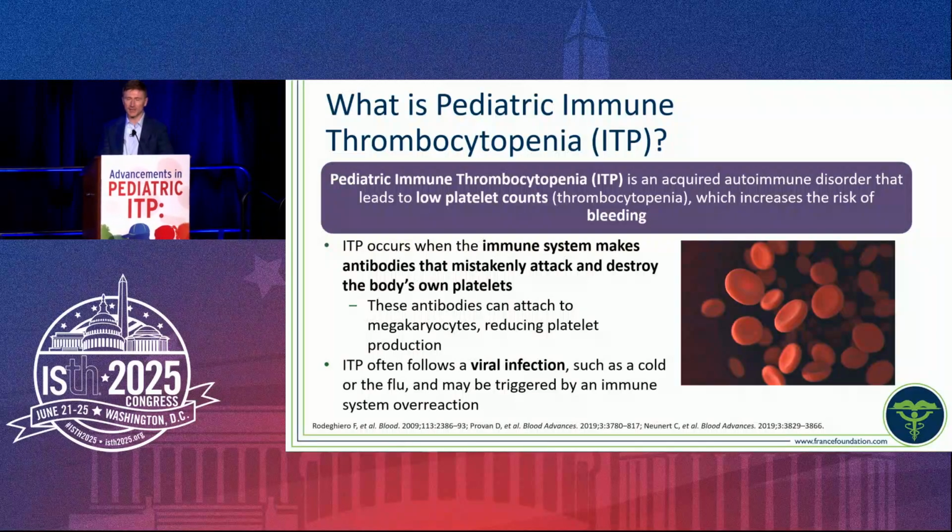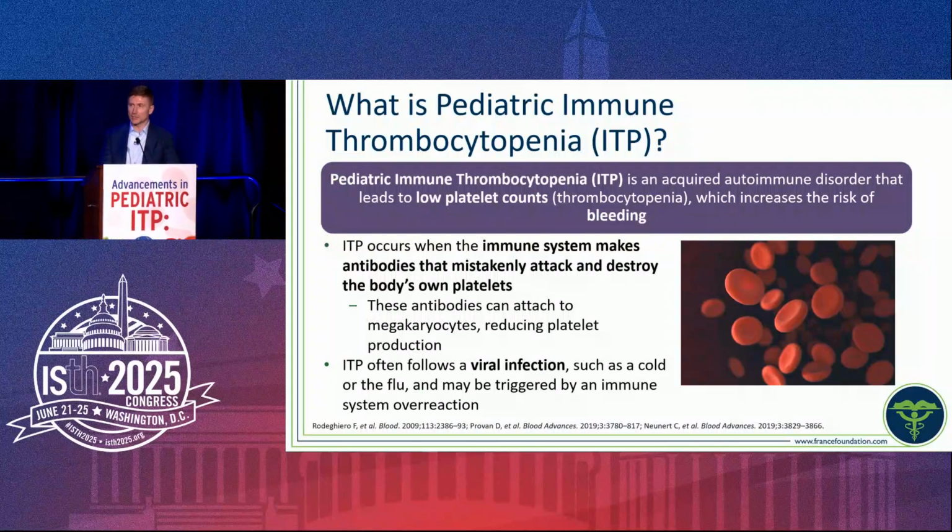Pediatric ITP is an acquired immune disorder affecting the platelets. In children, we most commonly think this is triggered by a viral infection, a cold or a flu, that then leads to antibody production targeting the platelets, increasing platelet destruction, and also impacting the megakaryocyte, which may decrease platelet production.